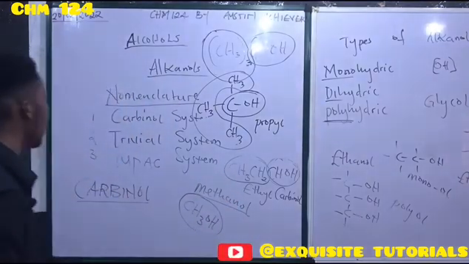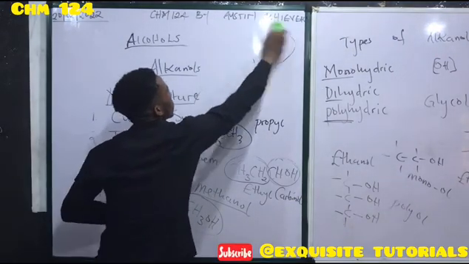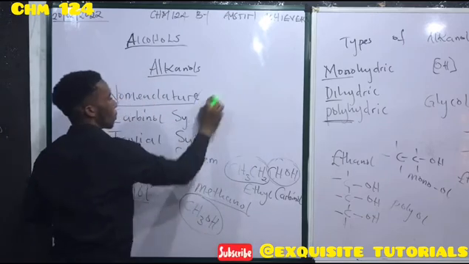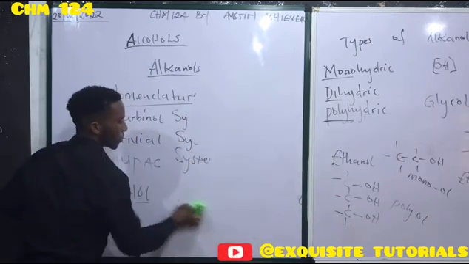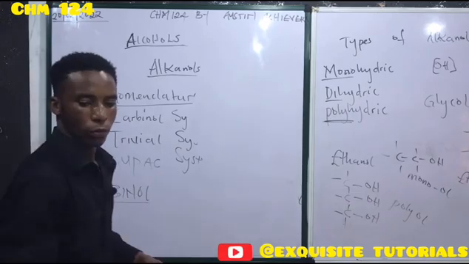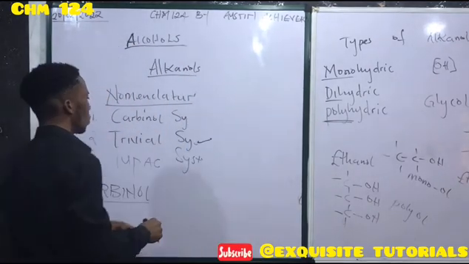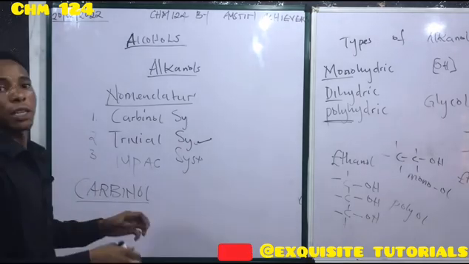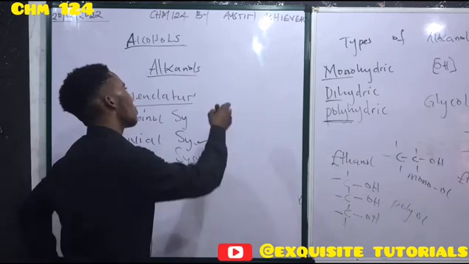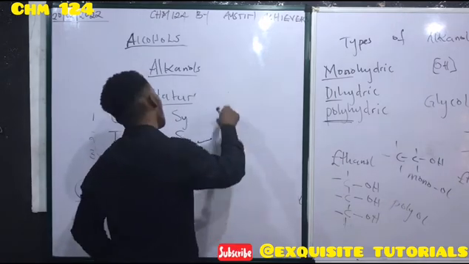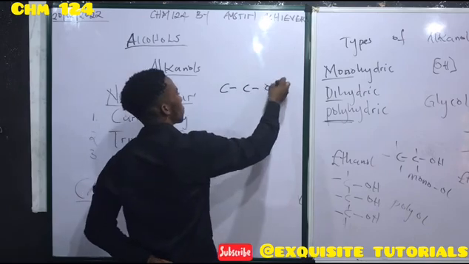Let's go to trivial name. What is the trivial name? The trivial names are always the derivatives. Look at this example.